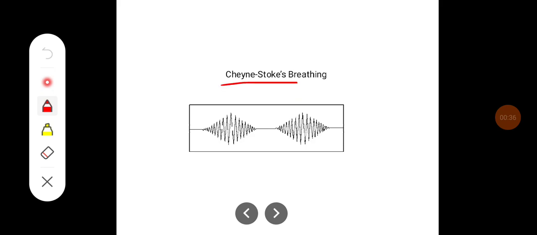So, this is the respiratory pattern that we see in Cheyne-Stokes breathing. There will be waxing and waning of the depth of the breathing, which is called Cheyne-Stokes breathing.